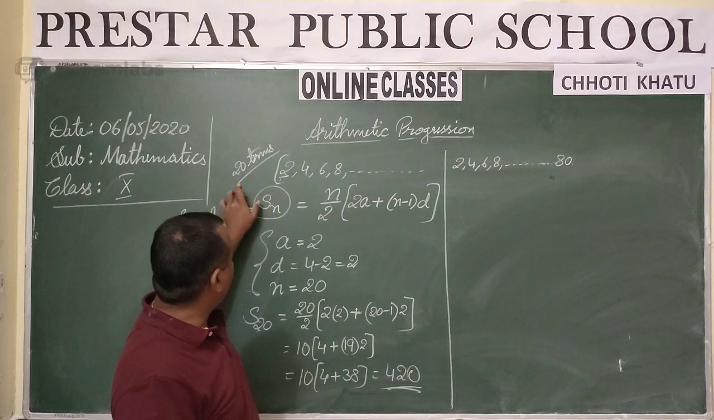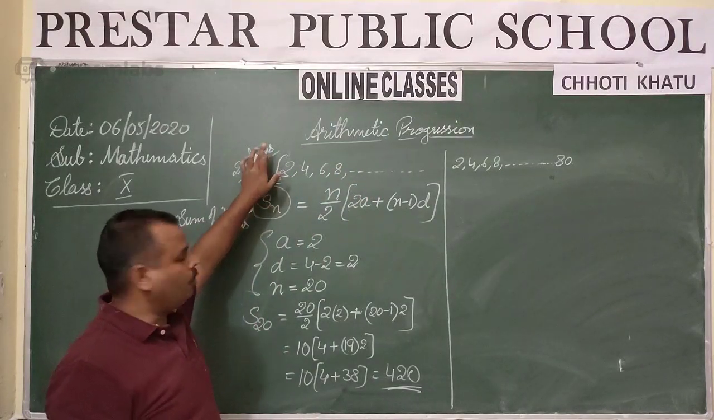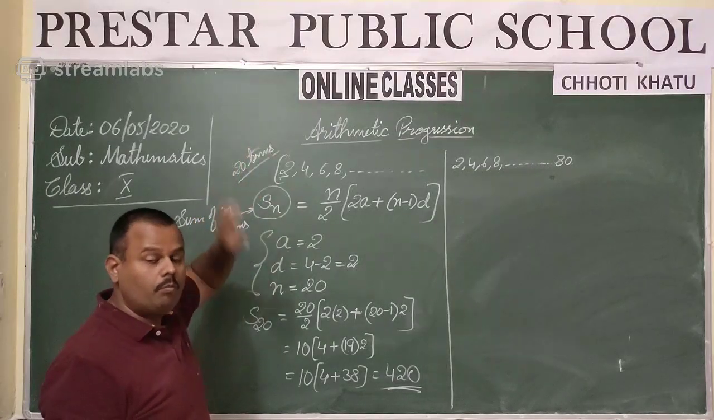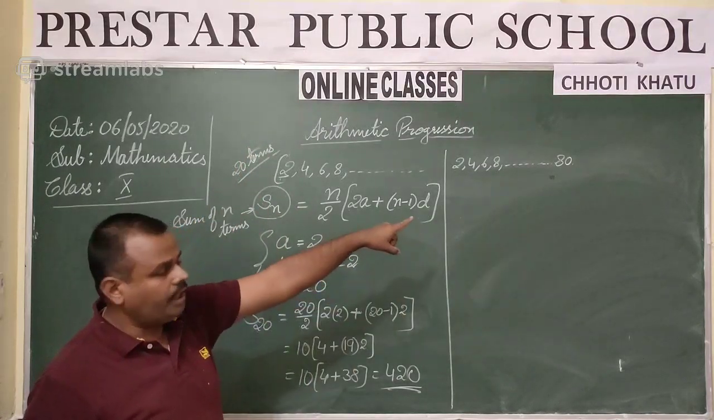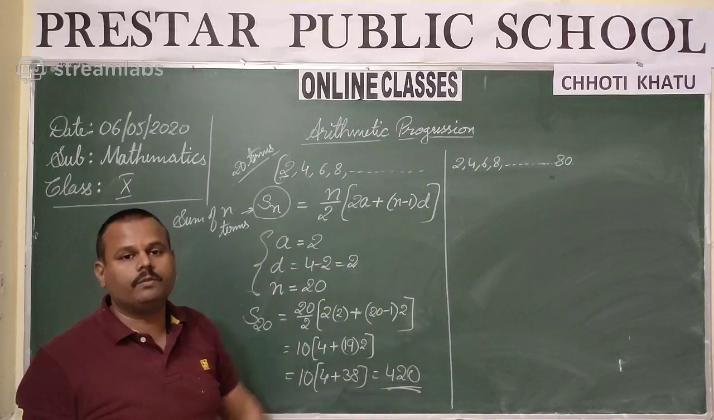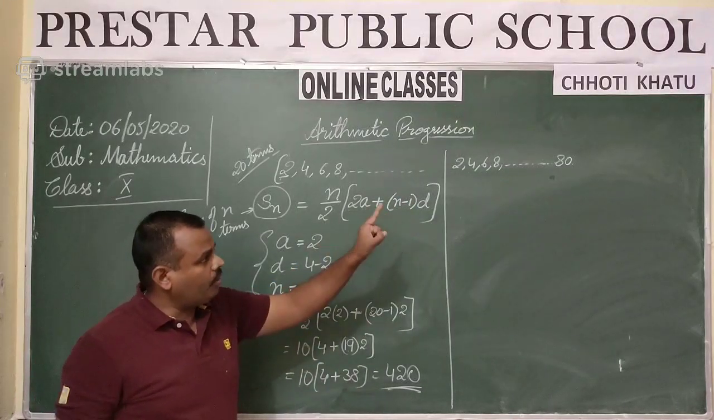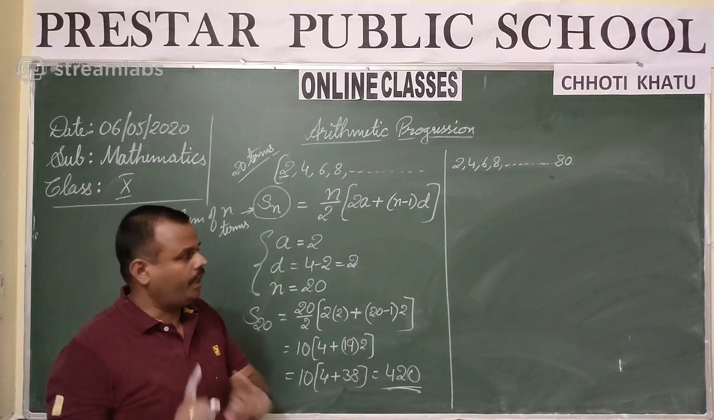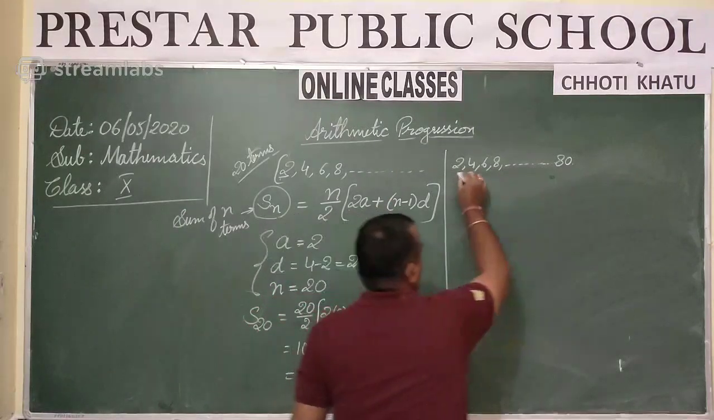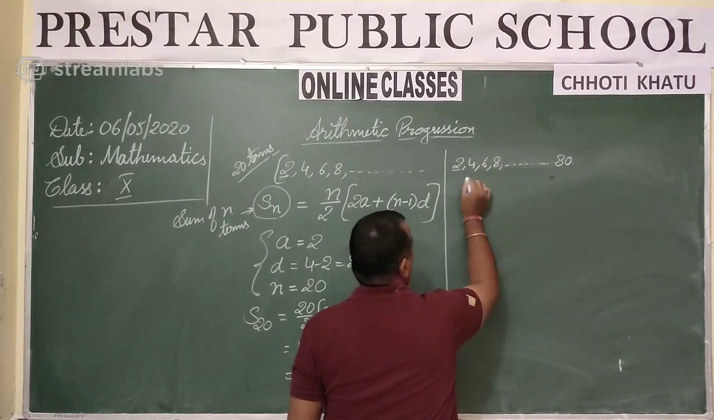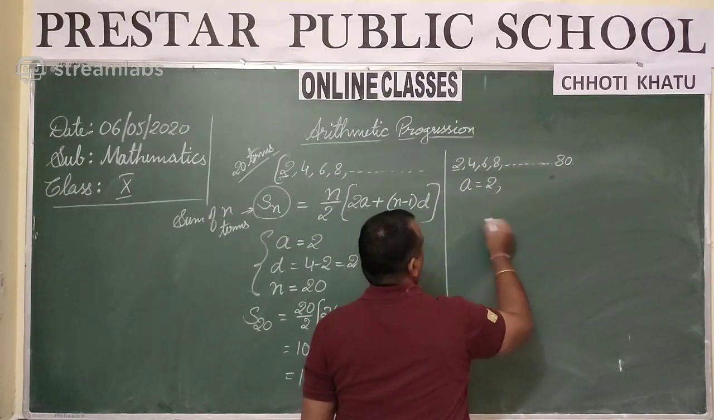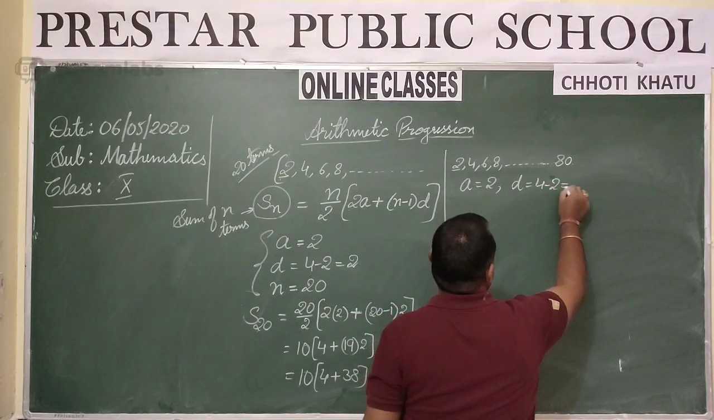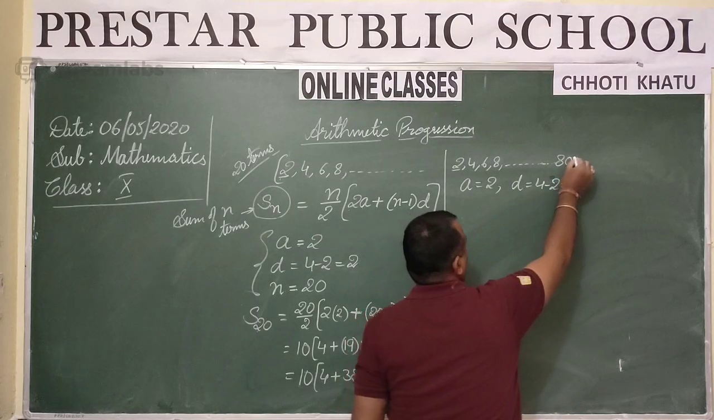Here you were given the number of terms, so you knew what n is. Here it is given to you how many terms you have to add. There you are not given the number of terms, and because you are not given the number of terms, you need the number of terms. Now here what is given? In this condition, you are given a, the first term, 2. You are given the common difference, which you can find out, that is again 2. Now what is this 80?